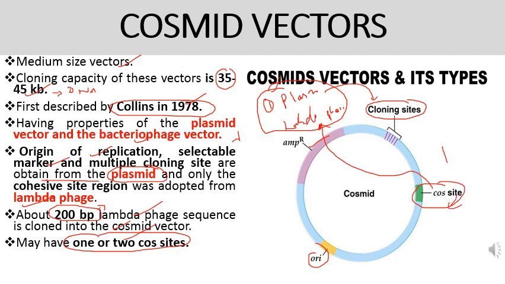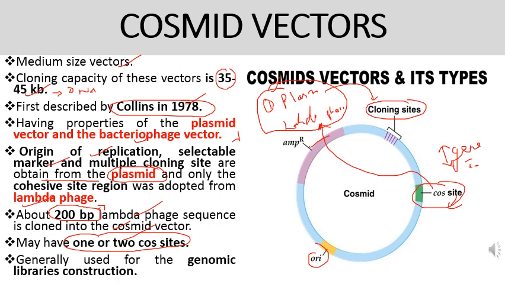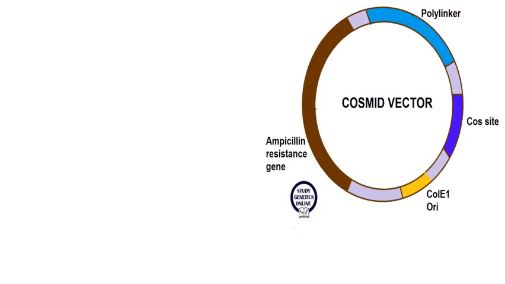Cohesive sites are meant for attachment of gene of interest, तो इसी जगह पे हम gene of interest को insert करते हैं. Generally used for genomic library construction, जो large genome deciphering के projects हैं उनमें इस vector को mostly use किया जाता है.